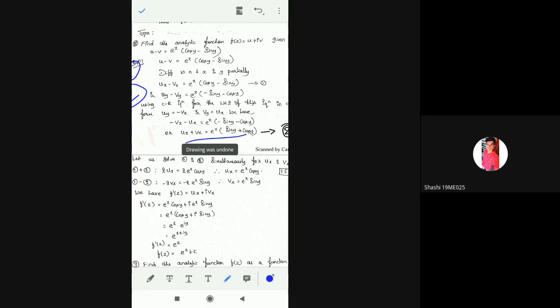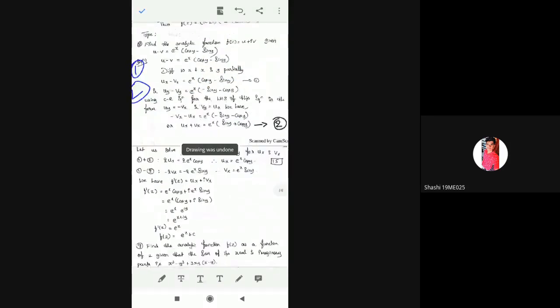So you can see this e power x is common, we took outside. Then minus sin x, minus sin y plus sin y get cancelled. Cos y plus cos y is 2 times cos y. So only we wrote like this, 2 gets cancelled to give ux is equal to e power x cos y. So you should observe clearly these two expressions.